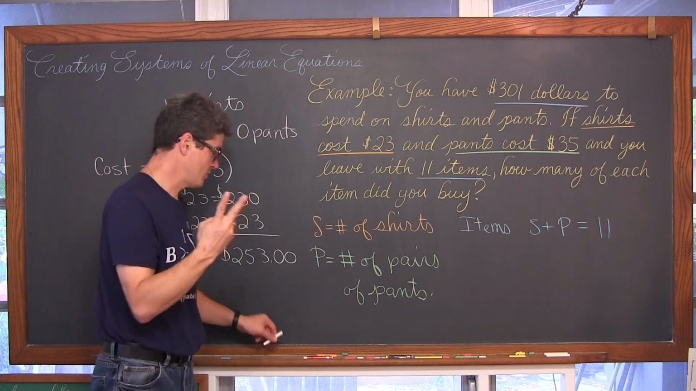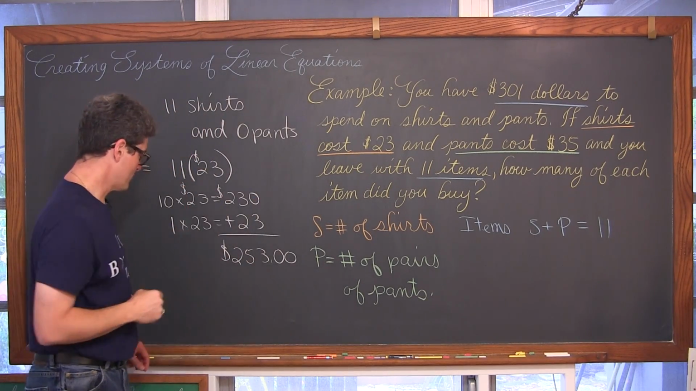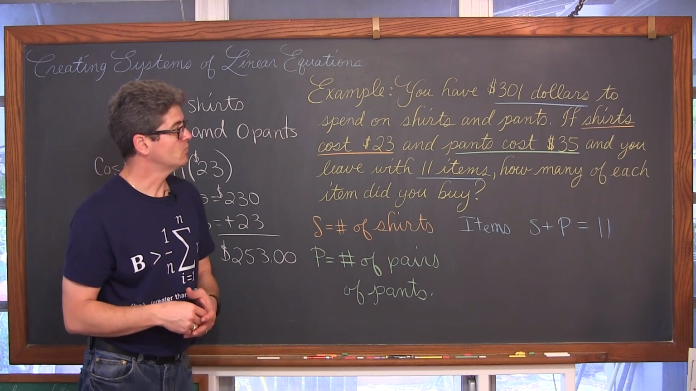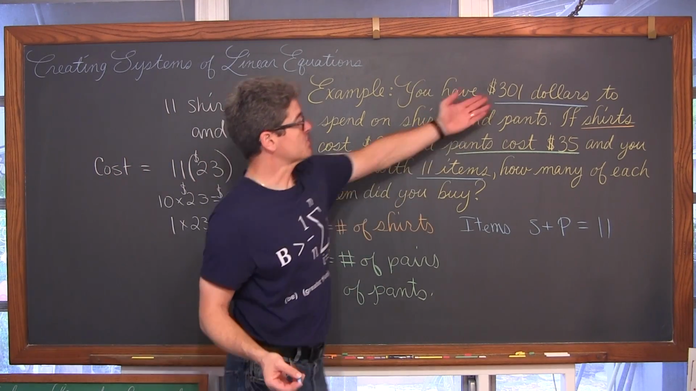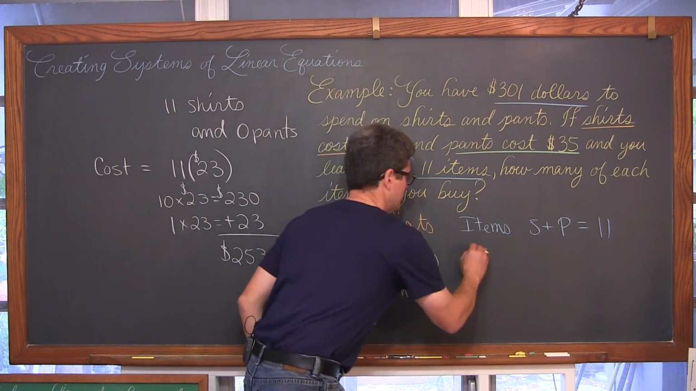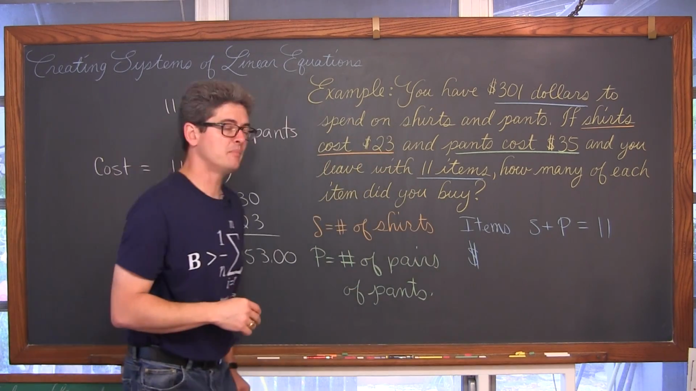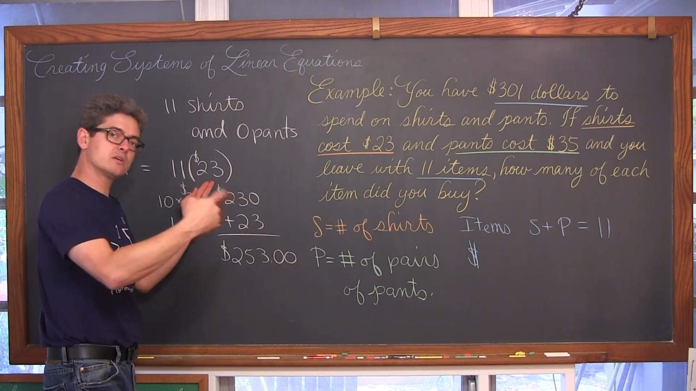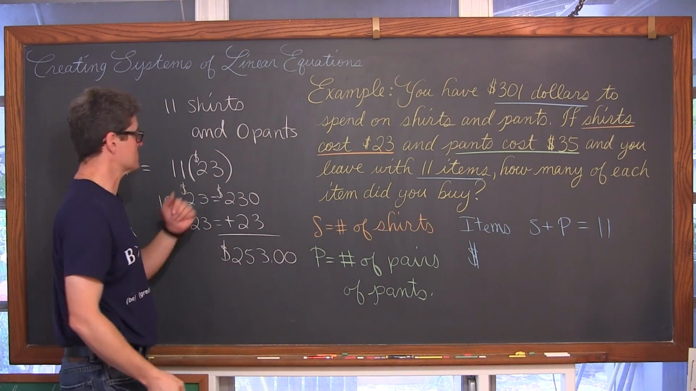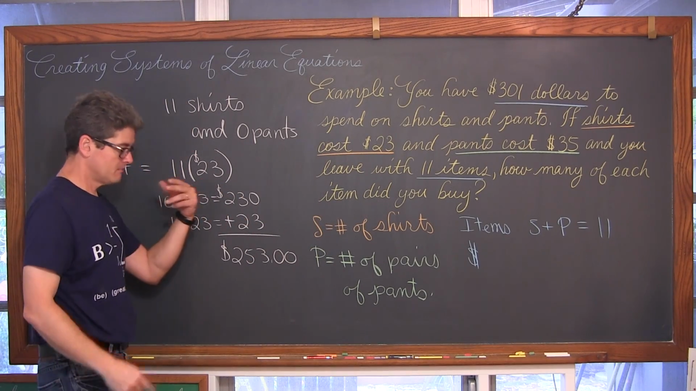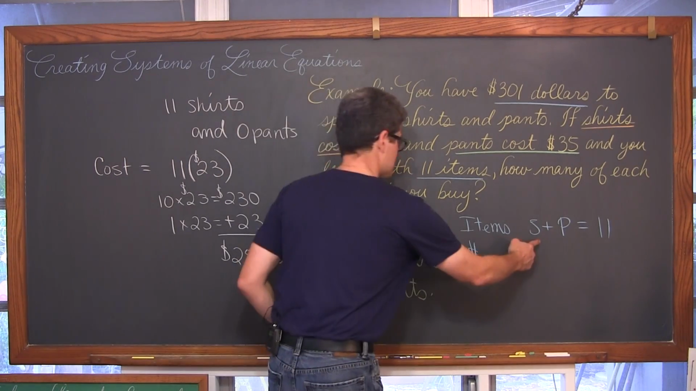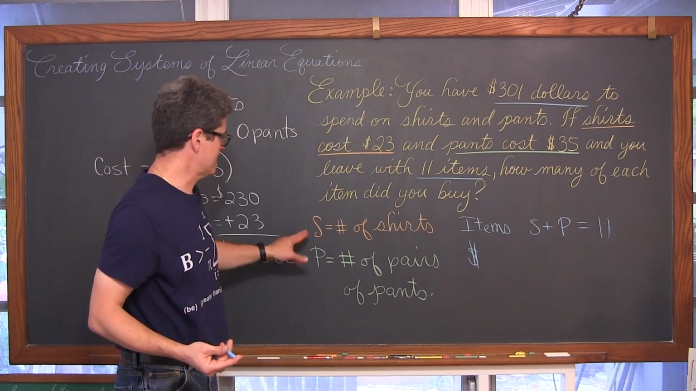So we set up two equations, one for the number of items and one for the total amount of money. So let's talk about money. We already alluded to the fact that every shirt adds an additional $23, and that repeated addition is multiplication. So S being, let's see, I don't remember what S was. Oh yeah, that's right, I wrote it down.